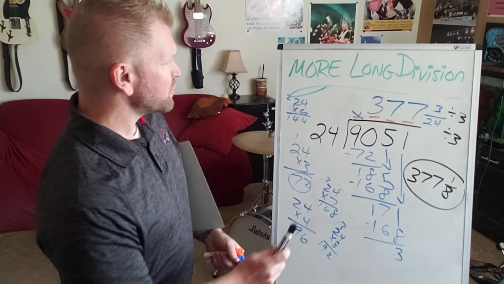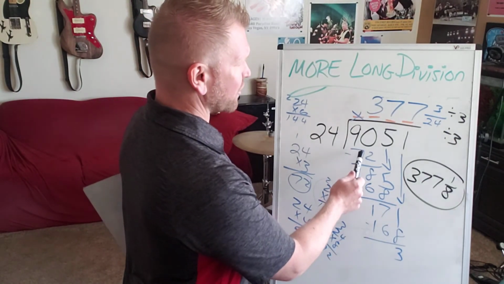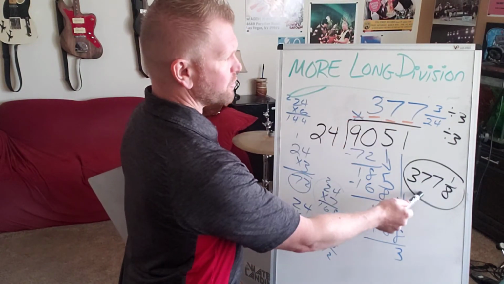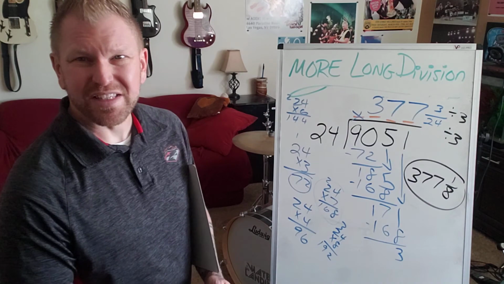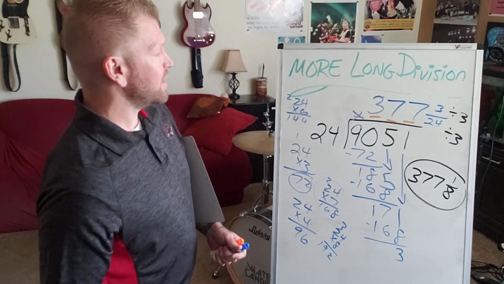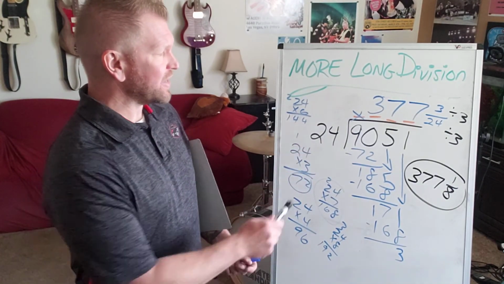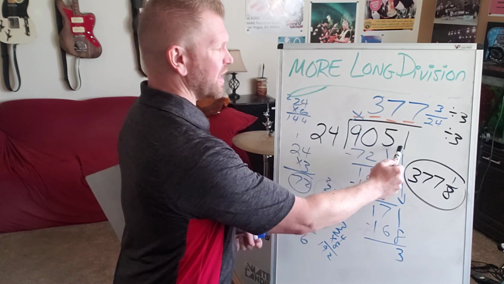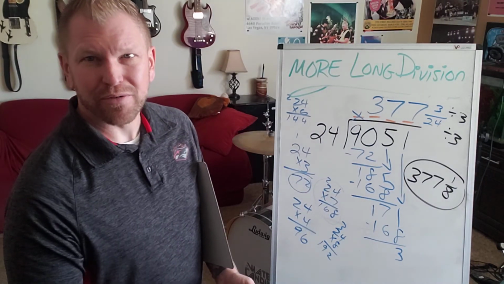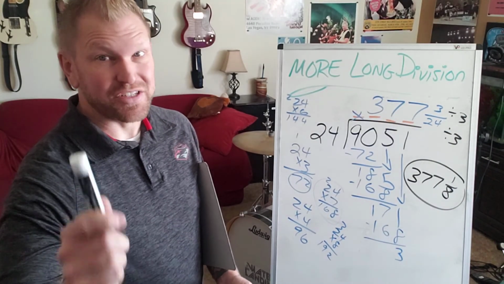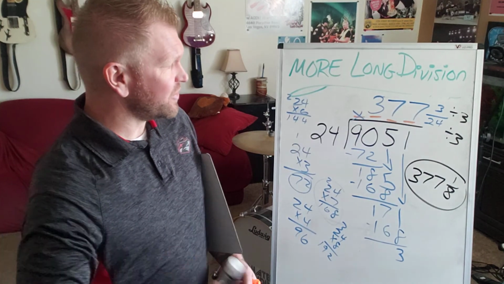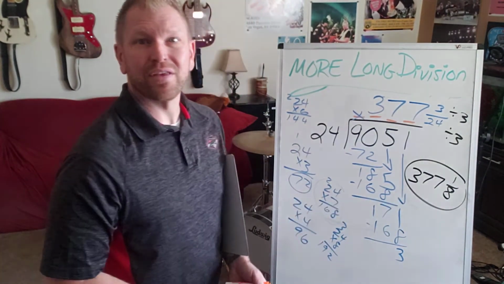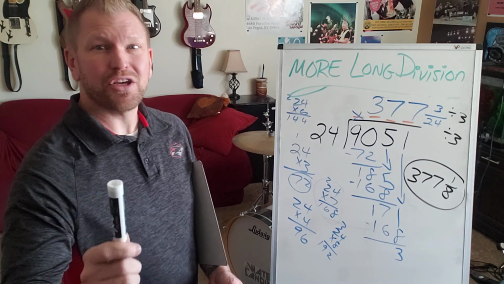Speaking of divisors, which one of these numbers is the divisor? The 9051, the 24, or the 377 and 1/8? Which one's the divisor? It is 24. If that's the divisor, then what do you call this number, the 9051? It is the dividend. And if that's the dividend, what do you call the answer? The answer is called the quotient.